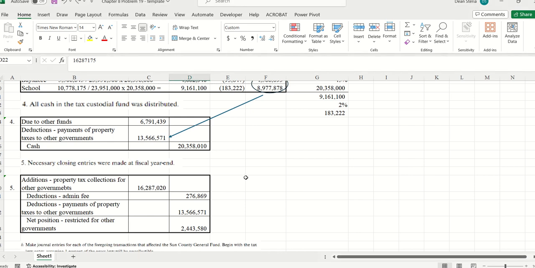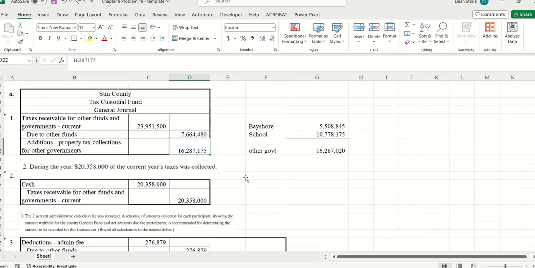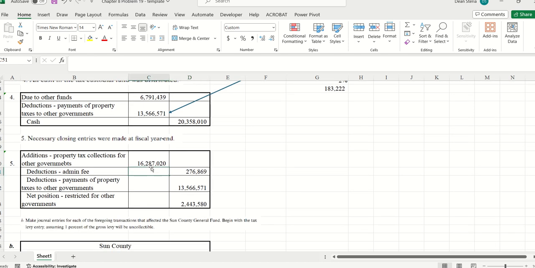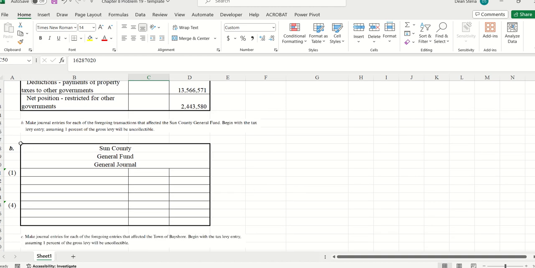This number right here, the 16,287, I don't know what I did here, but I miscalculated. This doesn't make it balance. So what I'm going to do is take that minus this, and now we have the correct balance, 16,287.20. All right, so make sure you fix that. Sorry about that, I just noticed it. And then that's where that goes, right there. We close it there. Now we're going to have to make the journal entries for the county general fund.